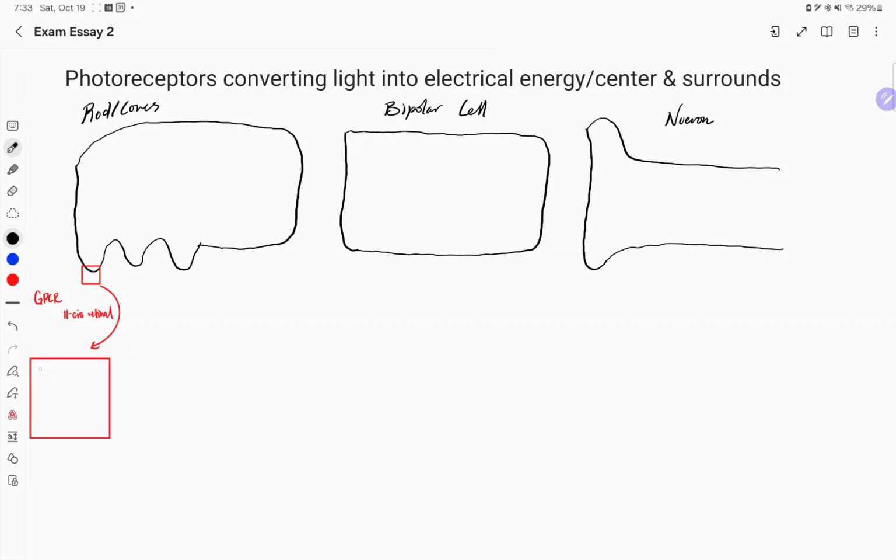Oof. Let's see if this feature will work. Nope. Hold on 1 second. All right. So this is going to just come here like this.